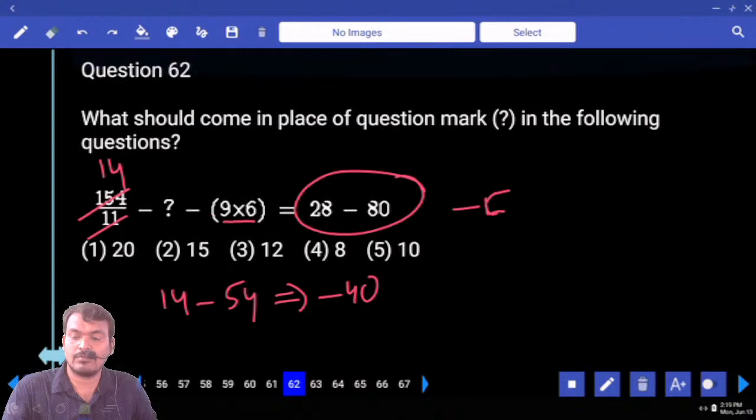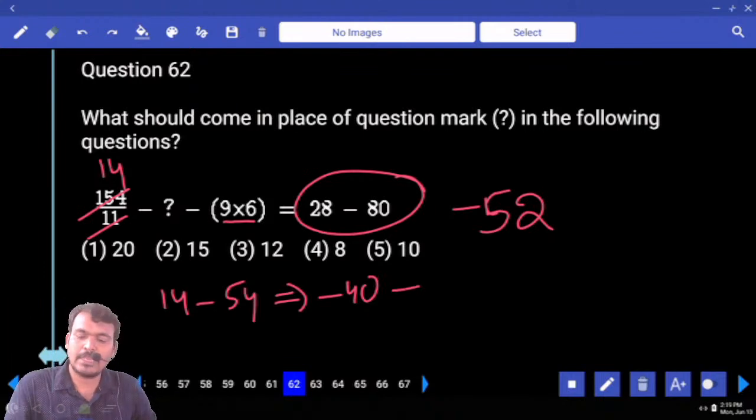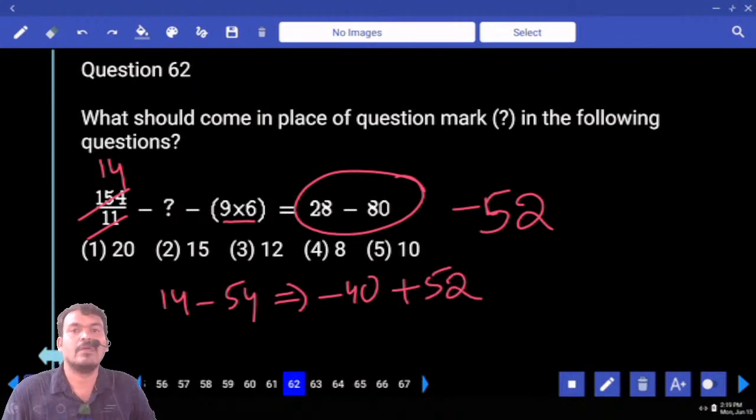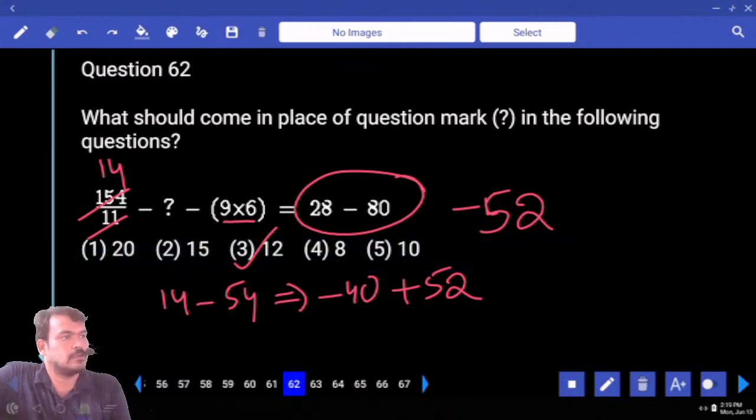-62 or 52? 52. -52 becomes +52, he said. Then we write -40 plus 52. What is the answer? 12. Left to right, right to left.